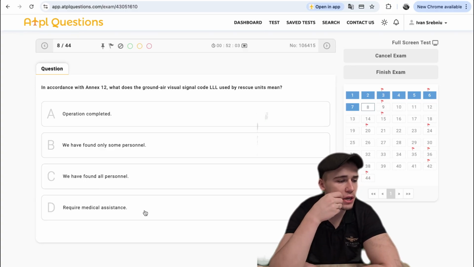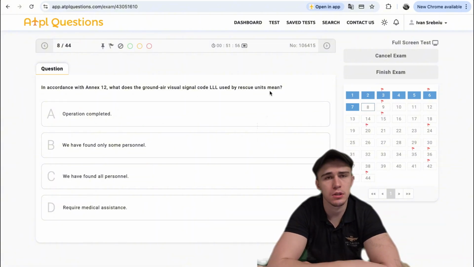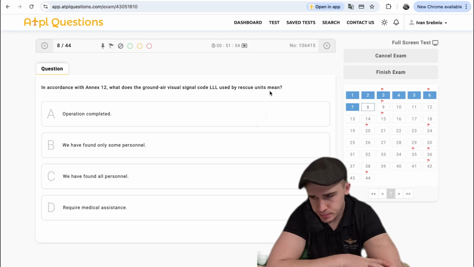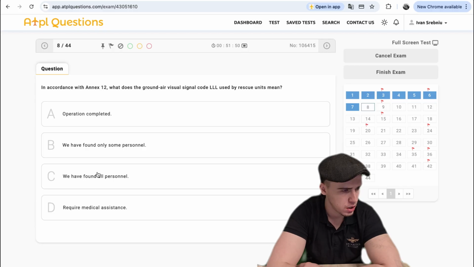In accordance with Annex 12, what does the ground-air visual signal code 3L used by a rescue unit mean? It means operation is completed. So first A.